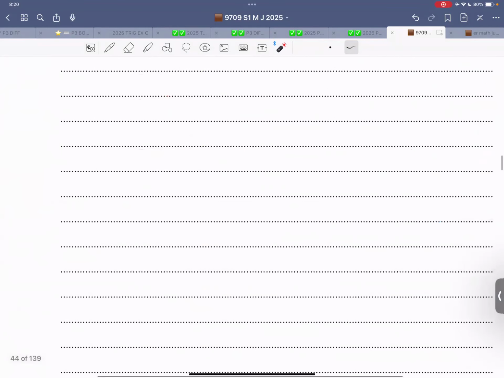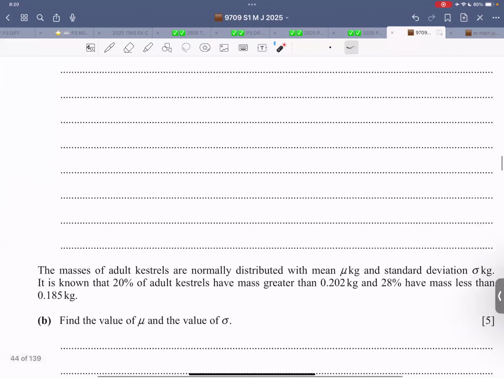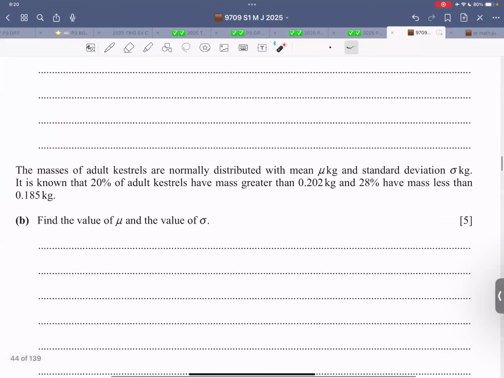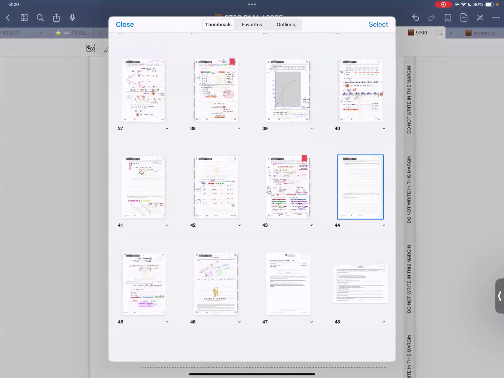I think it's on the next page. Over here. Solve simultaneously, you get mu, you get sigma, correct to three significant figures. And now that was this thing. This is all done and dusted. So let me just remove this page over here.